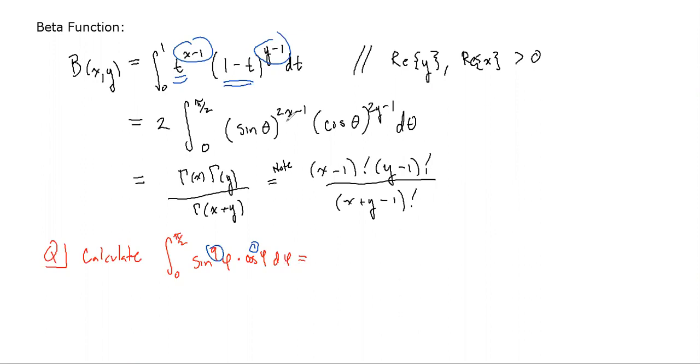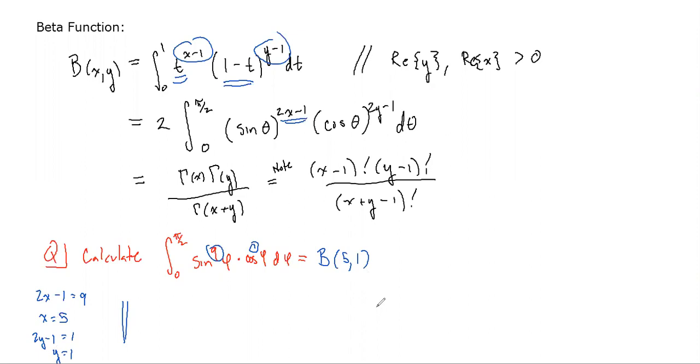So then I know that the beta function, this is maybe worth scribbling down in a sidebar. So 2x minus 1 is equal to 9, so x is equal to 5. And then 2y minus 1, the power of the cosine, is equal to 1, so y is equal to 1. So this is beta function of the two values 5, 1.